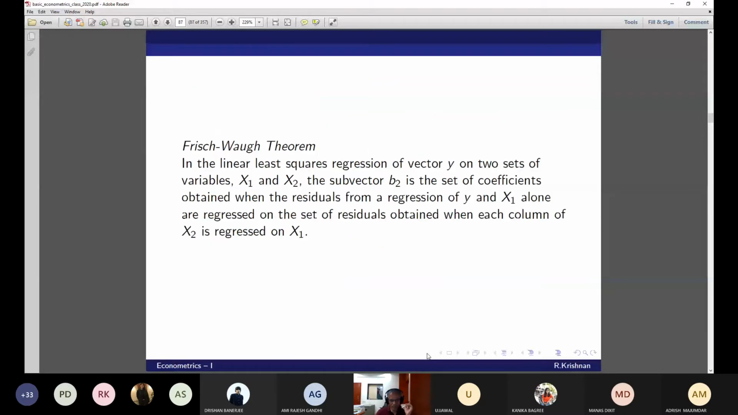What does it tell you? Go through it. In the linear least squares regression of vector y on two sets of variables x1 and x2, the subvector b2 is a set of coefficients obtained when the residuals from a regression of y on x1 alone are regressed on the set of residuals obtained when each column of x2 is regressed on x1. Go through it and I'll ask you a question. What it exactly means.